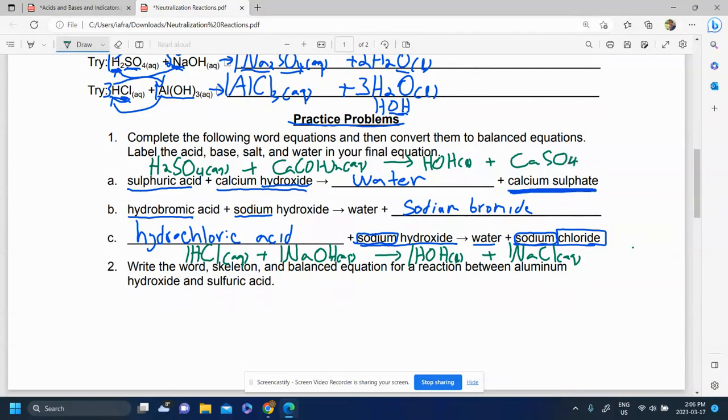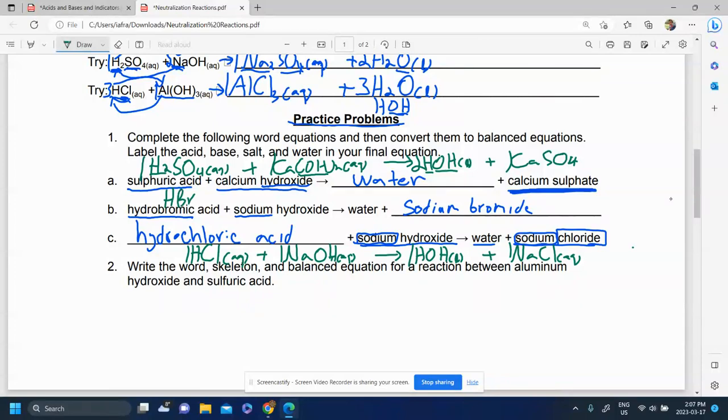So we can tell we're not balanced because we have 2 hydroxides and 2 hydrogens, so we only have 1 and 1 here. We can put a 2 here, and that makes 2 of everything. And it looks like we're balanced now. We have 2 hydrogens on both sides, 2 hydroxides on both sides, 1 calcium, and 1 sulfate on both sides. Now we're balanced. Next, we'll finish off with the hydrobromic acid and sodium hydroxide.